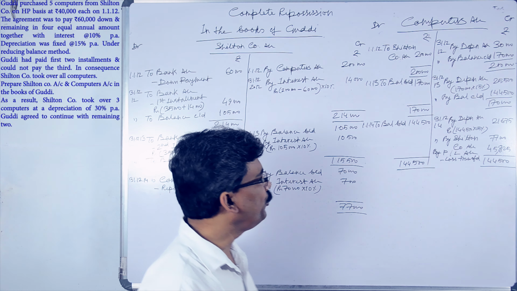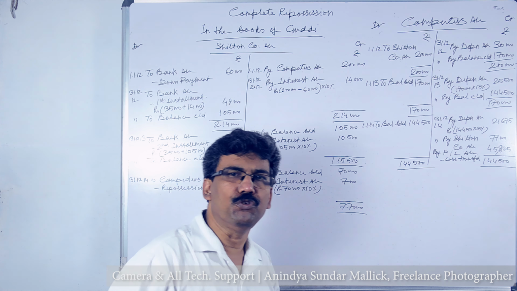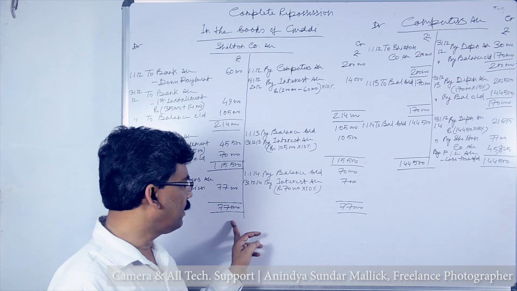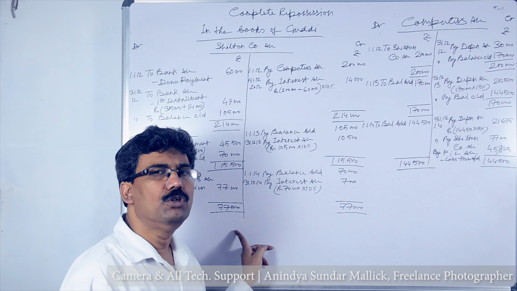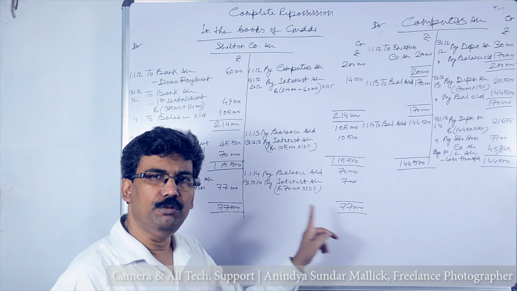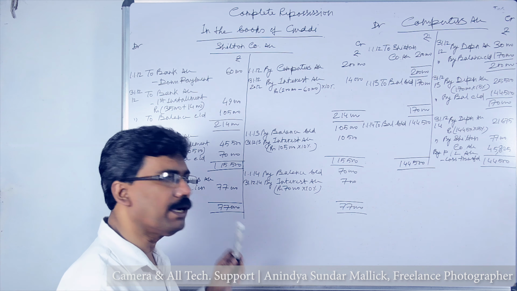I think this question you understood, this complete repossession question. In case of complete repossession, to remember, at last the total amount of the hire vendor's account is to be transferred to the respective asset's account. This is the main feature of the complete repossession accounting.